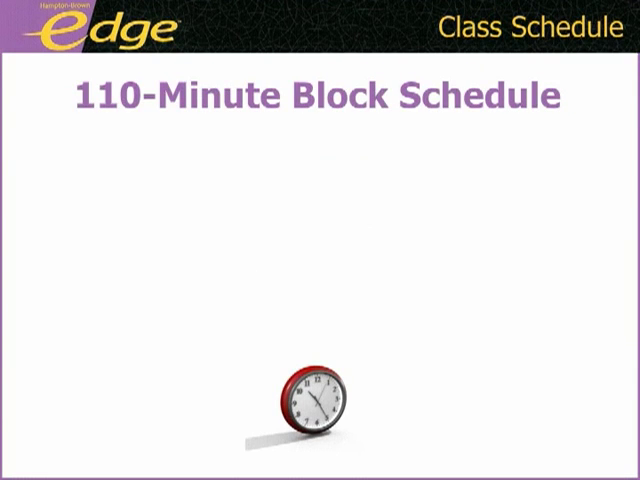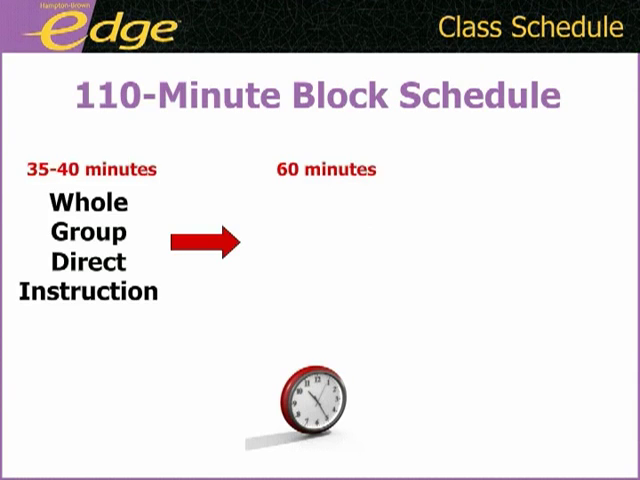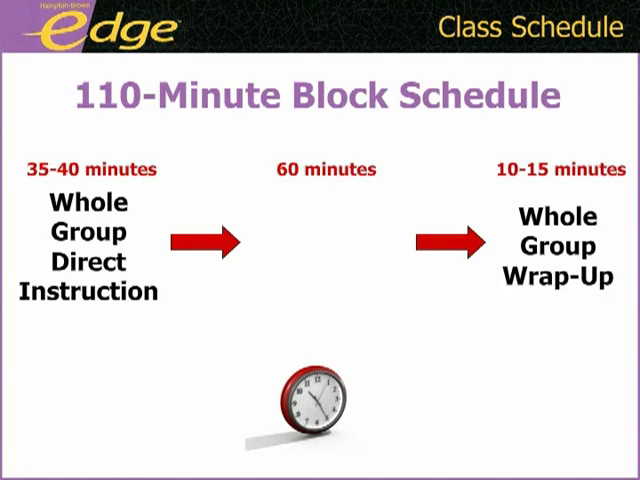If you have a block schedule, or 110 minutes, begin with 35 to 40 minutes of whole group direct instruction. Then you have about 60 minutes for students to work with a partner or group, and you can work with a few groups of students who need additional support. Finally, at the end of class, you have 10 to 15 minutes to bring the whole class back together for a final wrap-up of the lesson.